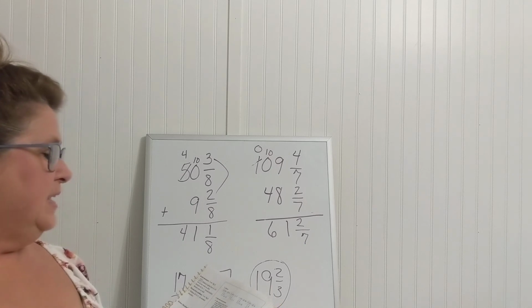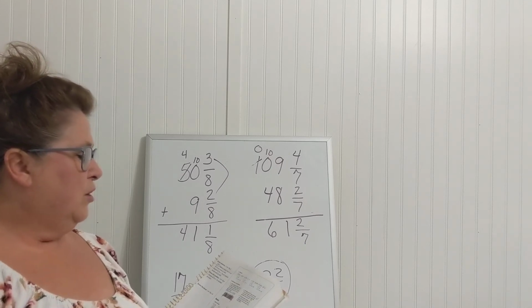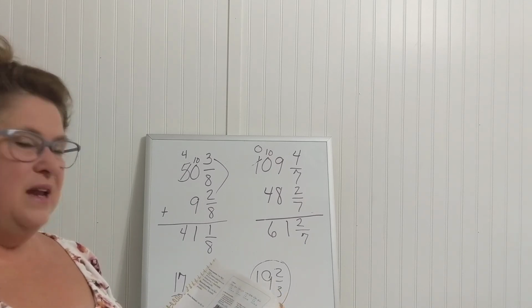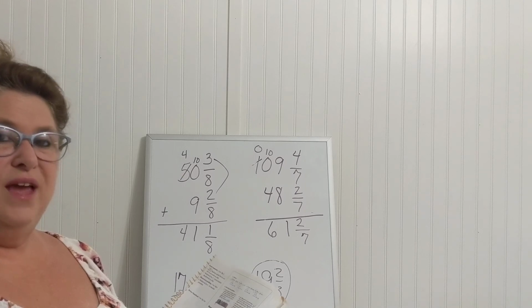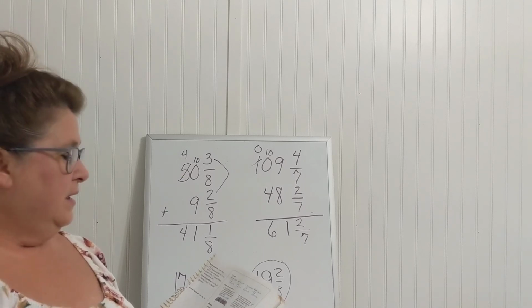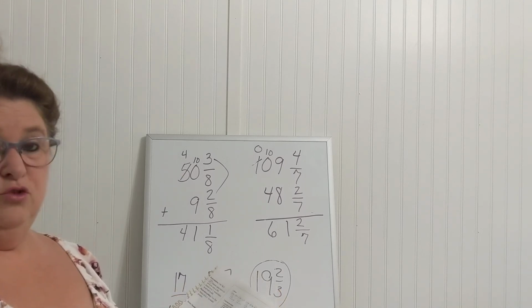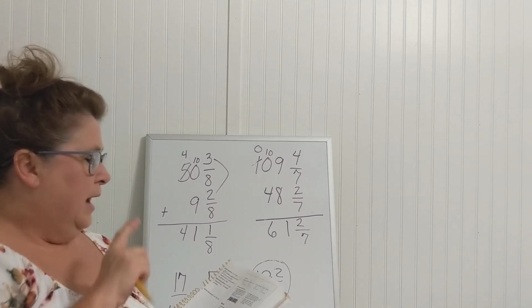Letter B, 48 inches equal how many feet? We're going from inches to feet, so that is smaller to larger, then you divide. And how many inches are in a foot? 12, that's your special number. And then look at letter D.